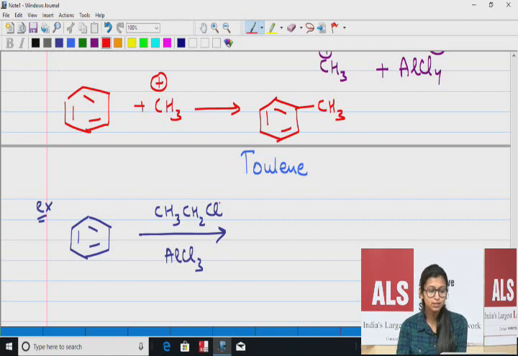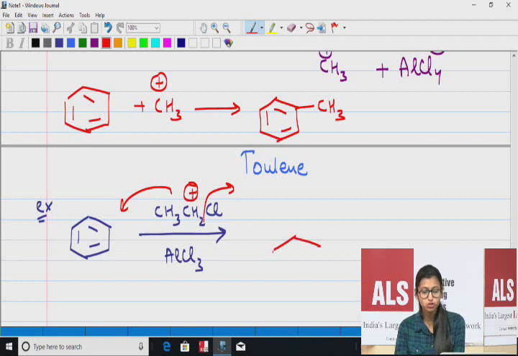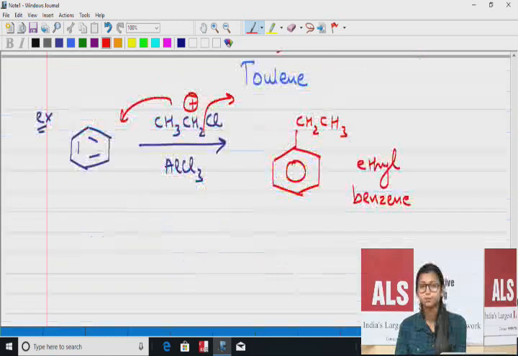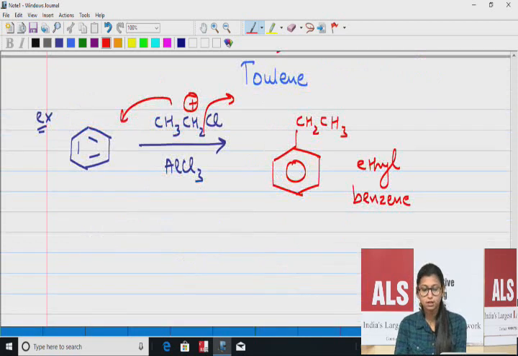So can I make it like simply I'll remove the Cl, I'll get the positive charge, and I'm attacking it on the benzene. I am not writing the mechanism again. I am simply writing the product, which is CH2CH3. So we call this ethyl benzene. This is the important thing, okay? Here we are getting a carbocation, okay? This is a carbocation.